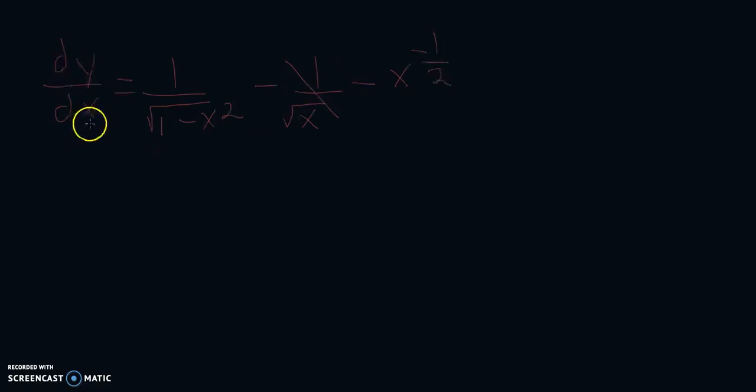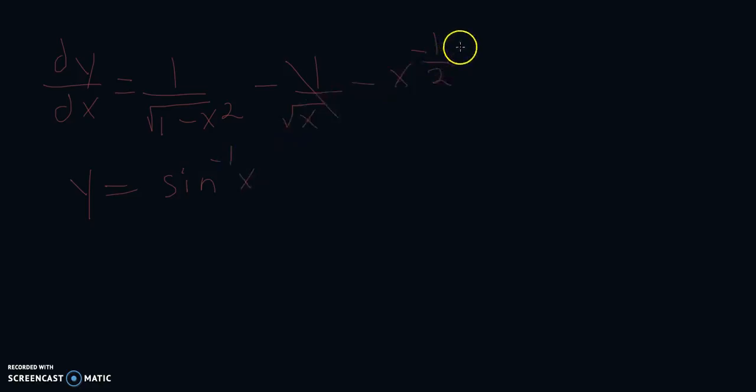So the antiderivative of dy over dx is y, because the derivative of y is dy over dx, because it's with respect to x, equals, now, which derivative will give you 1 over root 1 minus x squared? Well, that has to be the inverse of sine. It's just inverse sine of x.